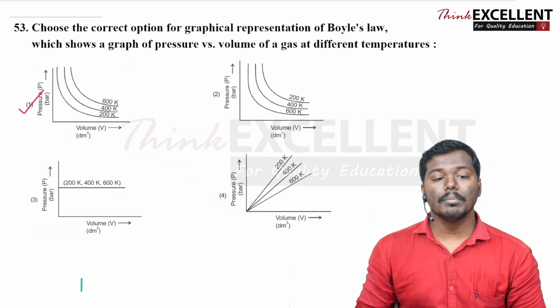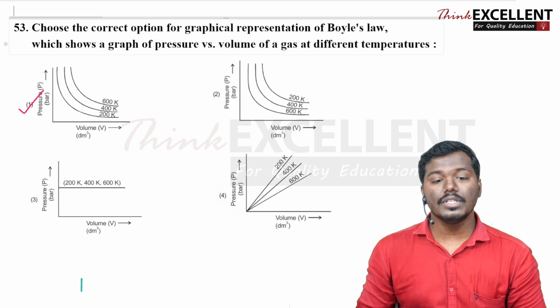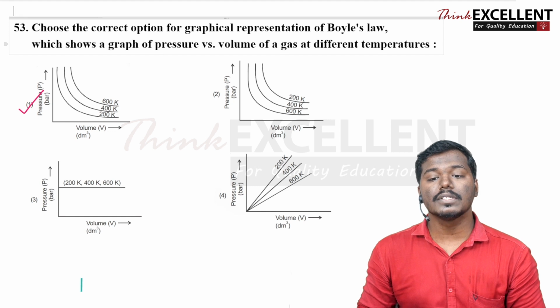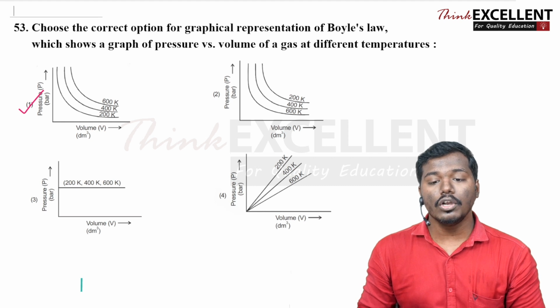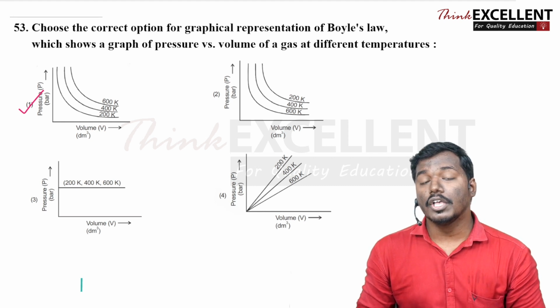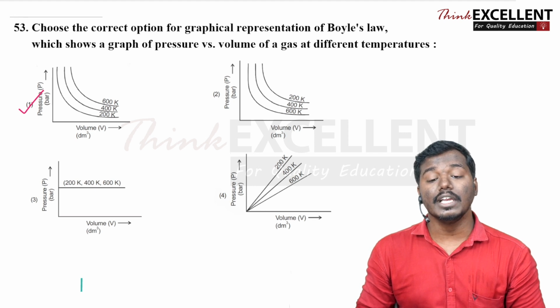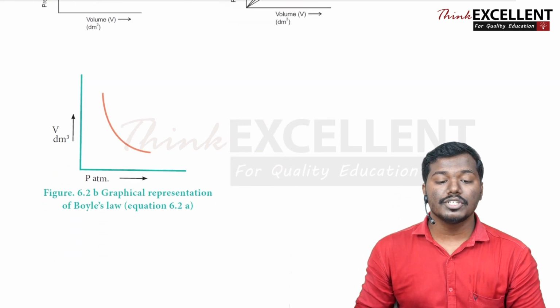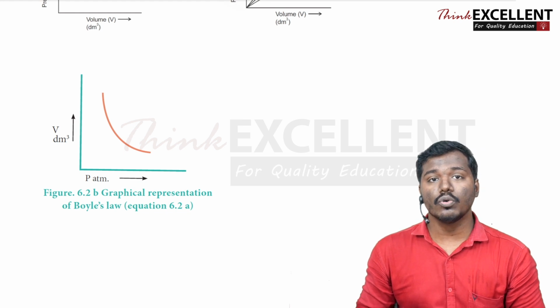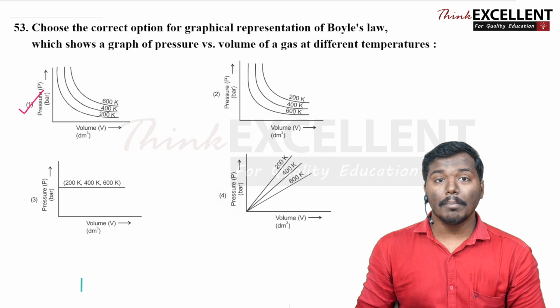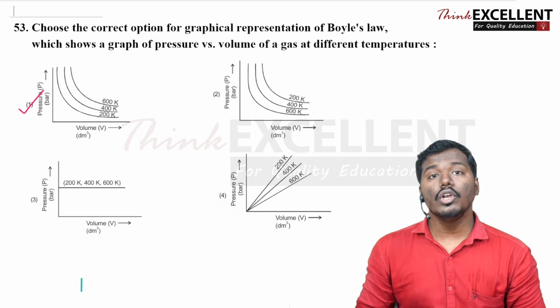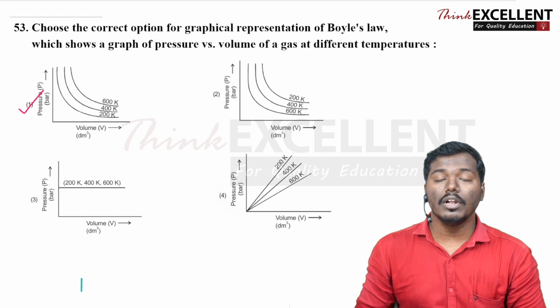Okay, so when you take question number 53, it is asked in the gaseous state. Here you can see, choose the correct option for the graphical representation of Boyle's law, which shows a graph of pressure versus volume of a gas at different temperatures. We have studied Boyle's law, that is, pressure is inversely proportional to volume. So if pressure increases, volume decreases. When you see the graph, it is decreasing like a curve, right? So in the first two options there is a curve, but they have given different temperatures. We know that if temperature increases, volume will also increase. So the first option will be the correct answer.